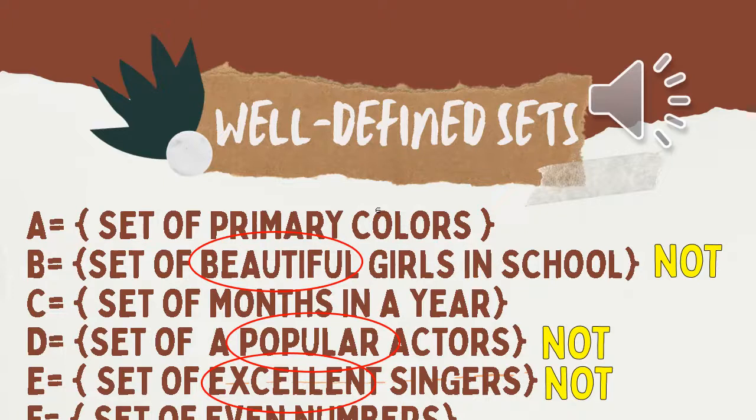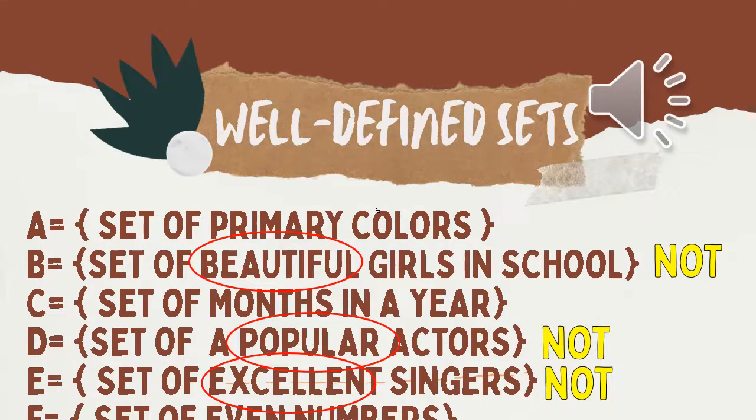Why? Because of the word beautiful. Because yung beautiful, okay, para sa akin, pwedeng siya ay beautiful. Okay, para sa inyo, hindi. Merong mas maganda pa kaysa sa kanya. So, we cannot really identify, okay, yung beautiful girls in school. So, set B is not a well-defined set.